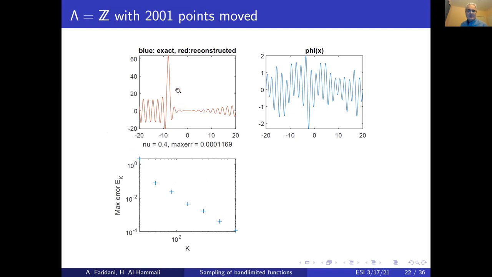Our function to be reconstructed looks like in the upper left. The canonical product here, plotted in the interval minus 20, 20, is in the upper right. And we see our error decays for M equals 3 just as the expected order of 1.1 minus M.